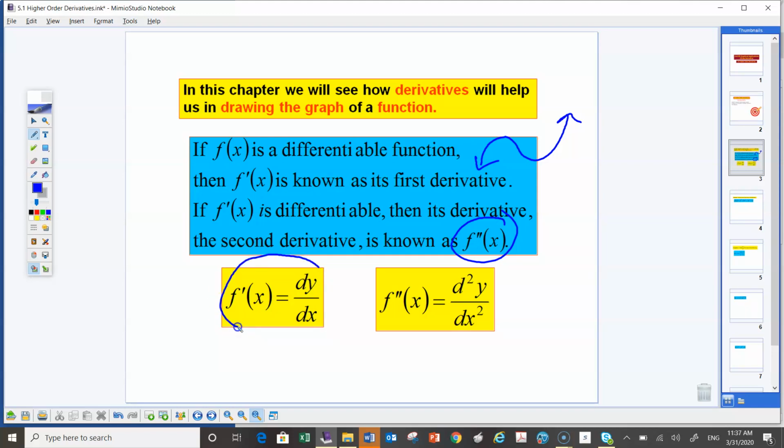So this is one form of writing the first derivative, f prime or dy dx, or f double prime, d squared y over dx squared. That means second derivative. So just some different notations to represent first and second derivative.